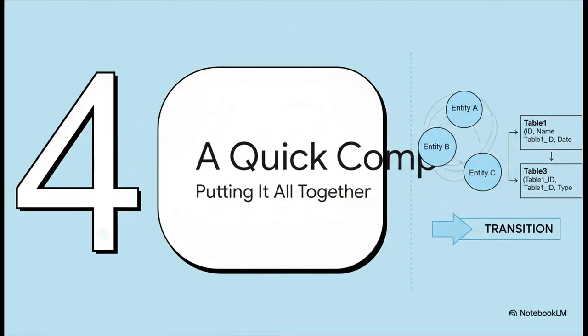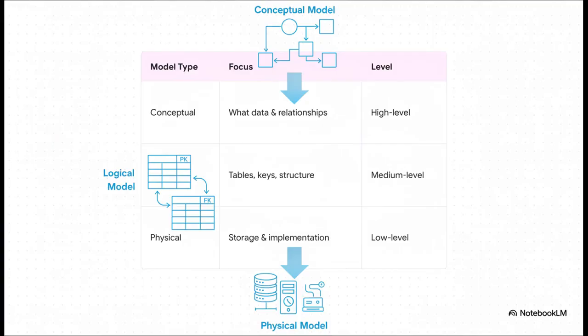Now let's put it all together and do a quick side-by-side comparison to make sure it all clicks. This table really nails it down. Up top, you've got conceptual, super high level, just focused on what data and relationships we need. Then you move to the logical model. That's our medium level of detail, where we define the structure with tables and keys. And finally, the physical model, super low level, getting into the nitty-gritty of how it's all stored. You can really see that clear path from a vague idea to a real tangible thing.